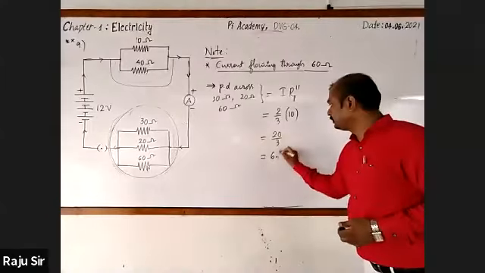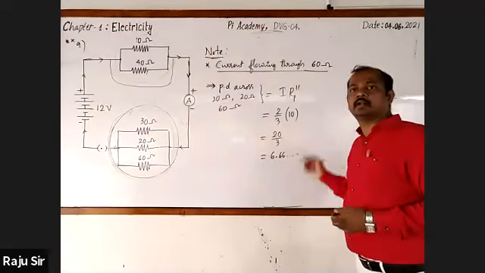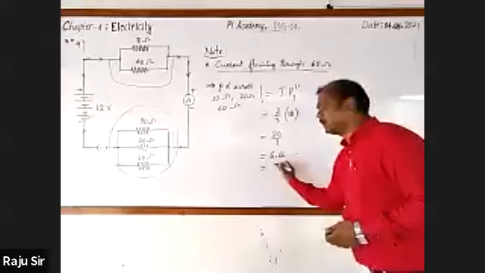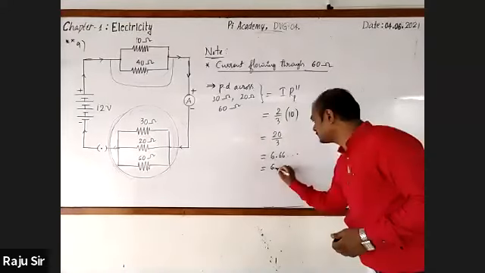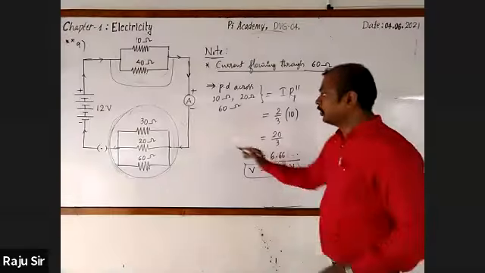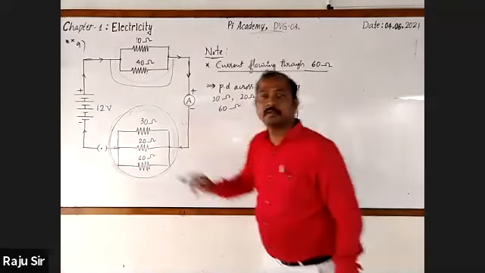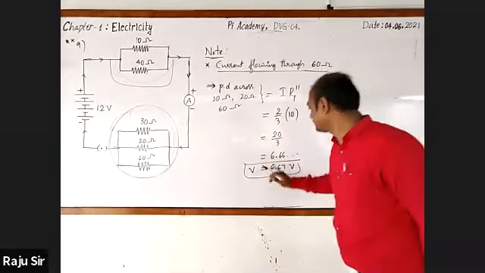3 6s are 18, 20, 2 will remain, 6 and so on. You can write its approximate value as 6.67 volts. Sir, the answer is 0.1. Pardon me? Yes, sir, the total answer is 0.1, sir.